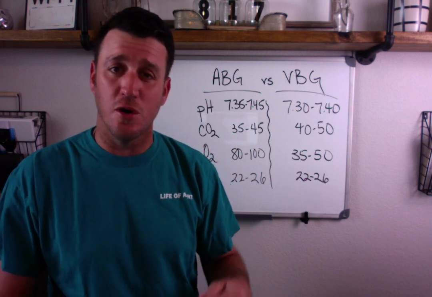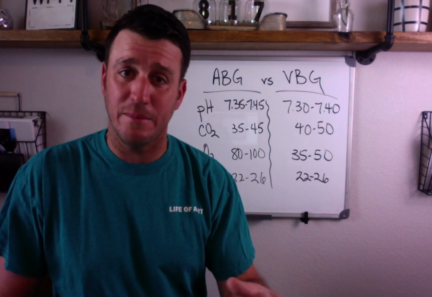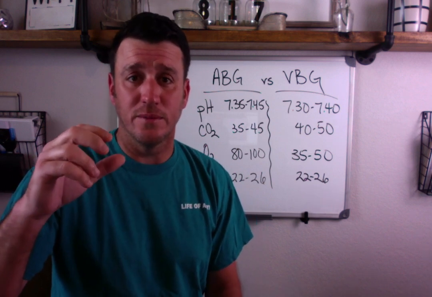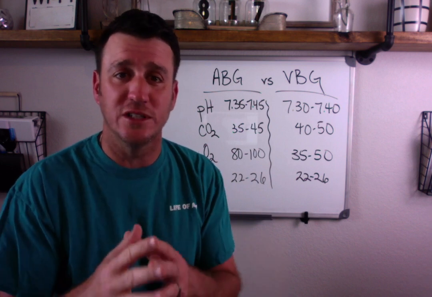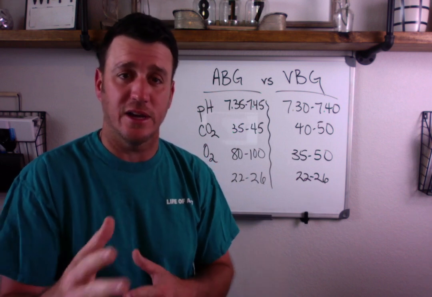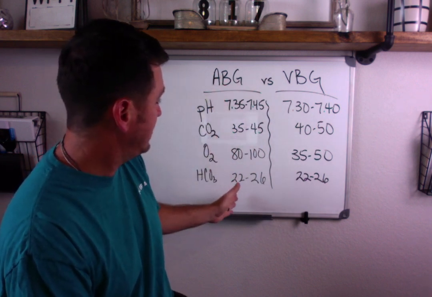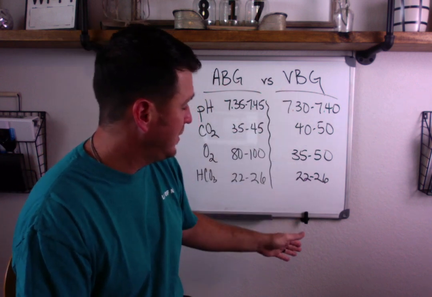Now, the first thing I'm going to do is go over the normal values, help you make that make sense. And then I'm going to get into some examples of how you actually use this information in the clinical setting. Okay, so here we go. On my board here, on your left, I have the normal ABG values. On the right are normal VBG values.